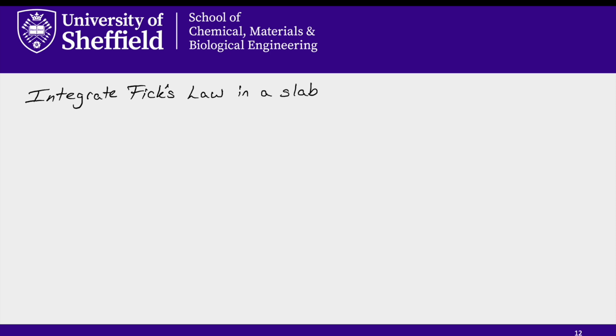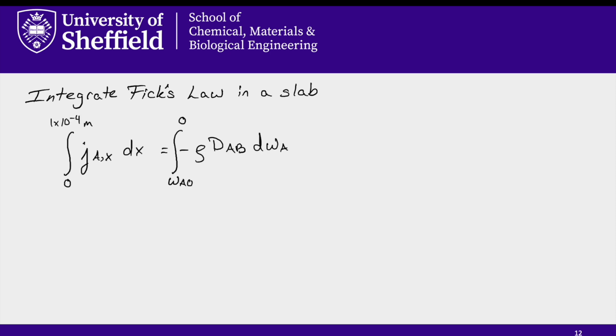We're going to integrate Fick's law in our slab geometry by first separating the differential equation, so all the x's on the left-hand side, all the omega A's on the right-hand side, and I'm going to add the boundary conditions into the limits of integration now. You don't have to, but on the left-hand side, our x as defined goes from 0 to 100 microns, which is 1 times 10 to the negative 4 meters, and our mass fraction of A, we don't actually know what it is at the surface of the glass, so we'll just leave that as omega A naught, some value to calculate later. But we do know that on the far side of the glass, the concentration of A is 0 because the partial pressure is 0. So that also means the mass fraction is 0.